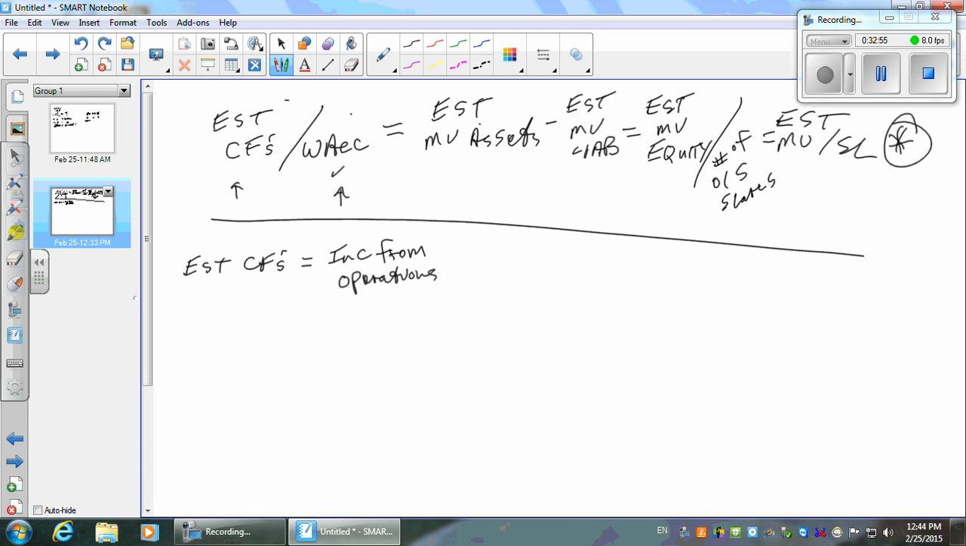Times what? 1 minus tax rate. Yeah. 1 minus the tax rate. And why are you taking out the taxes? Because you don't get to keep the taxes, right? Why don't we take income from operations after tax? Because there is no such thing. When you look at an income statement, there might be non-operating items down below, right? Before tax, right? And then there might be reorganization down below. There could be all kinds of things down below.